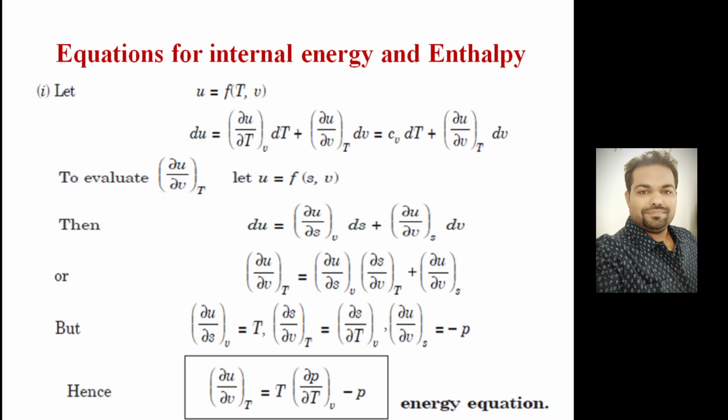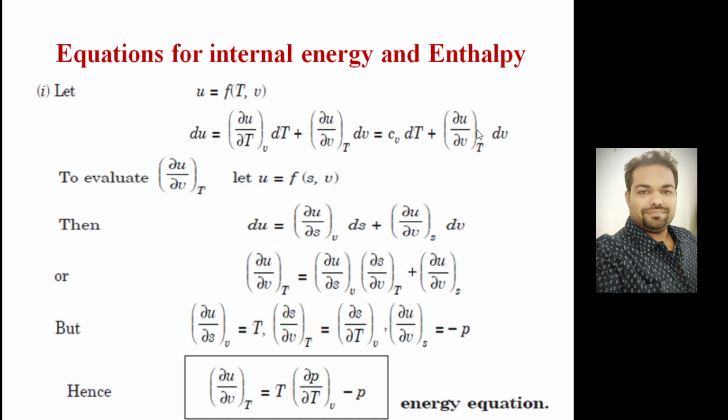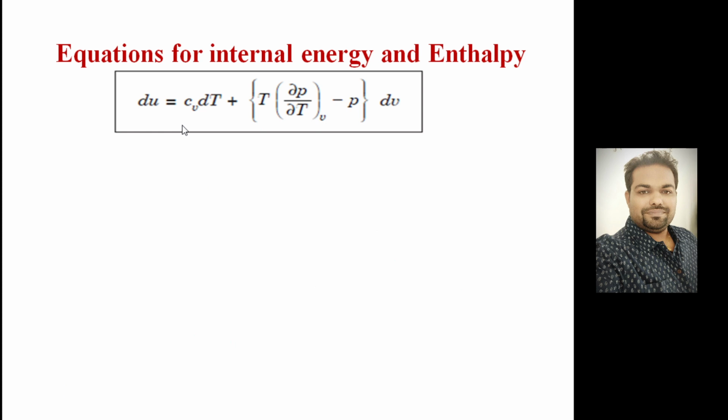If you substitute this complete value from here over here, keeping in mind all these terms, minus P and minus P, dU can be expressed in terms of Cv dT plus this additional term that will come over here. Alright, so you can express it in this way. So dU is equal to Cv dT plus bracket T ∂P/∂T at V minus P dV.